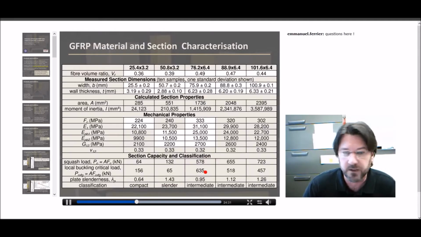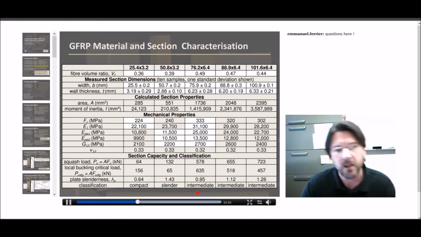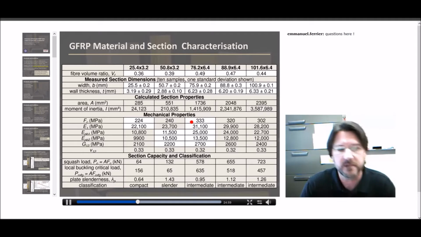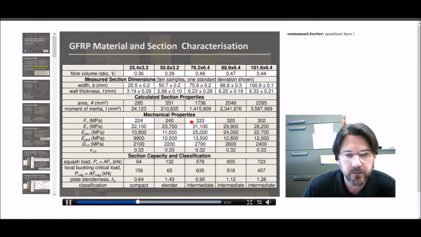There's a lot of data on this table. I don't really want to go through it. What I really want to talk about is the fact that these are the material properties and the calculated capacities of the 5 different shapes that we used. The fiber volume ratios for the 3.2 millimeter sections are a little below 40% and a little below 50% for the 6.4 millimeter sections. All of the data that's in white background was actually experimentally determined.